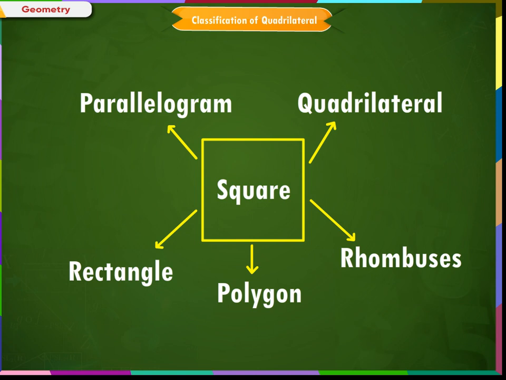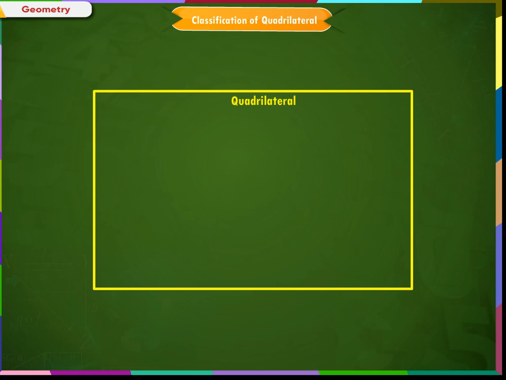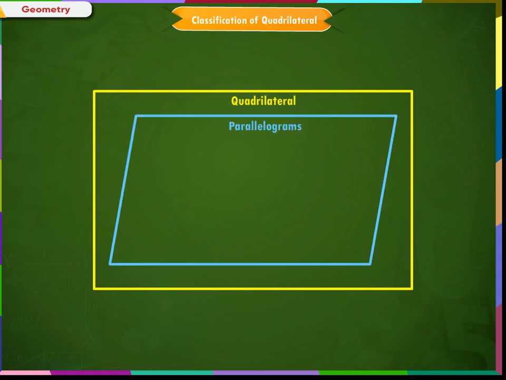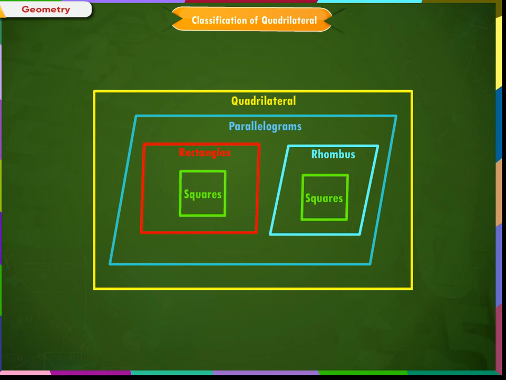Let us understand the relationship of different polygons. Quadrilaterals are polygons with 4 sides. Parallelograms are a special kind of quadrilateral. They have 2 pairs of parallel sides. Rectangles and rhombuses are parallelograms, but a rhombus is not a rectangle and a rectangle is not a rhombus. Squares can be rectangles and rhombuses.